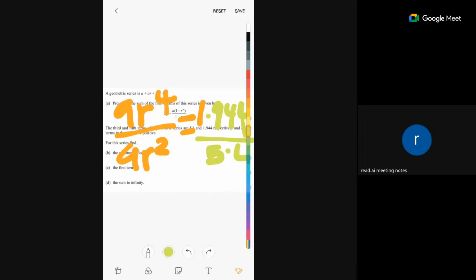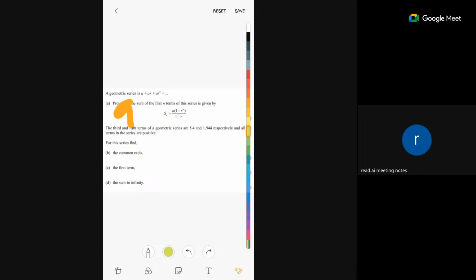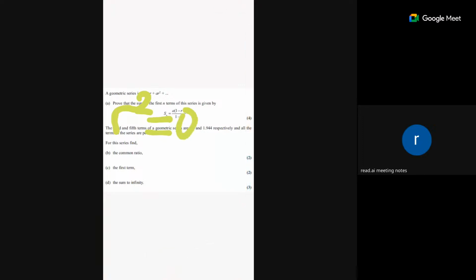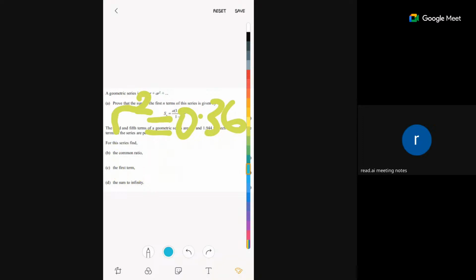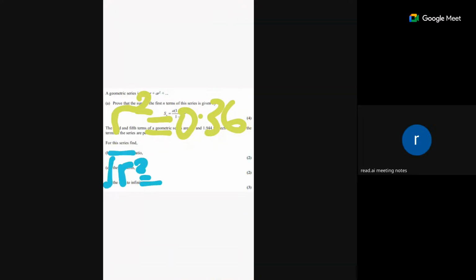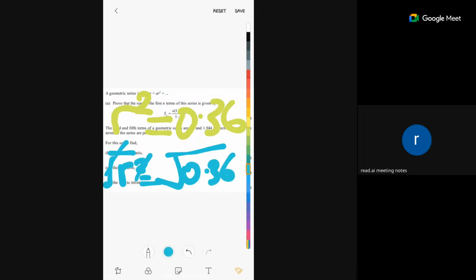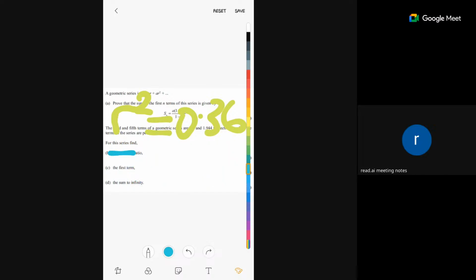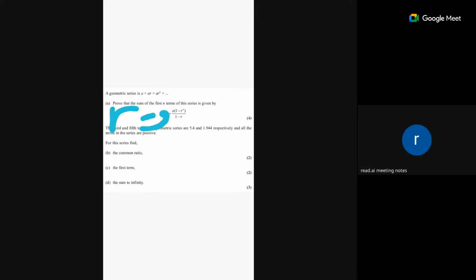So going back, I have r square equals 0.36, and to get r, we all know you do the square root. So we are going to have the square root of r square equals the square root of 0.36. At the end of the day, our r is 0.6.